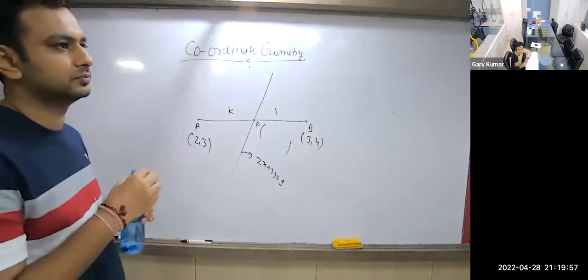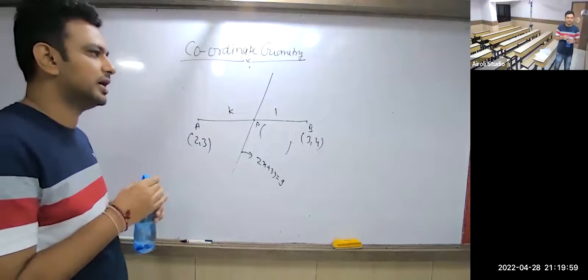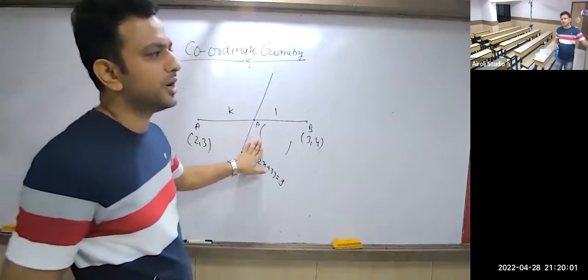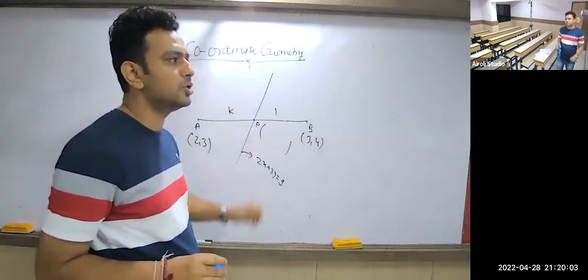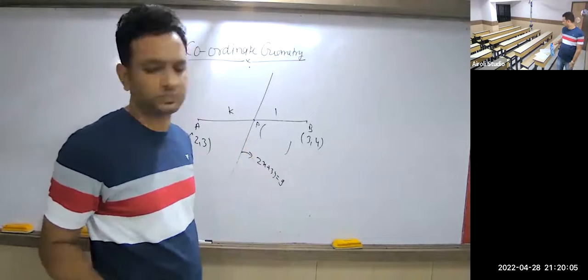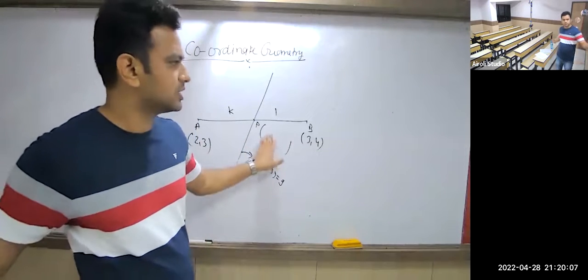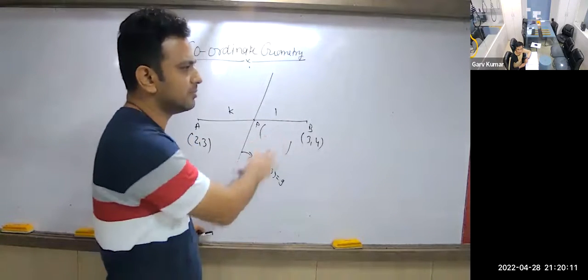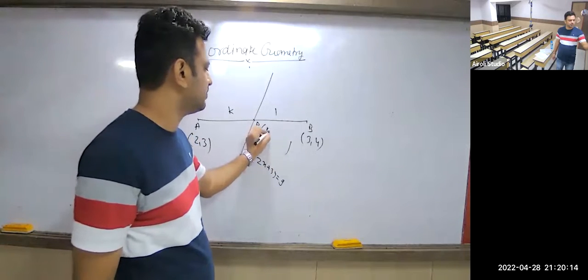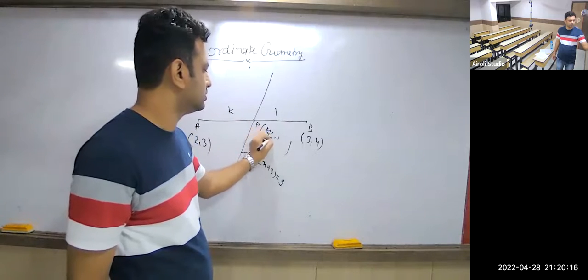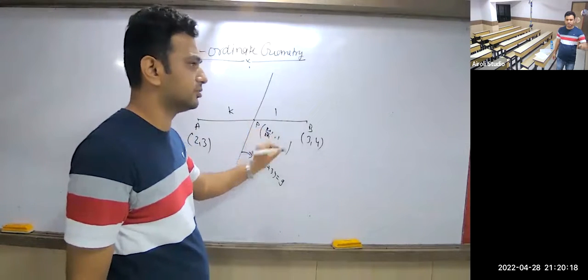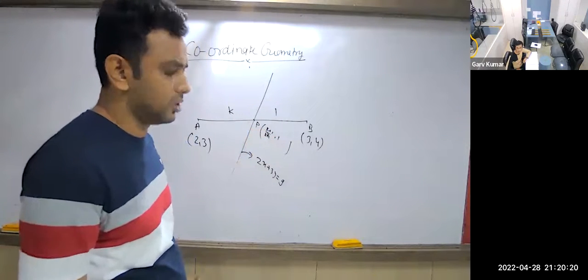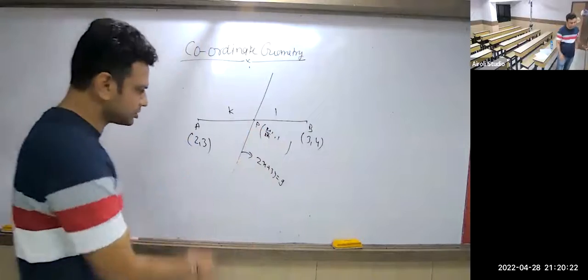Sir, by using the section formula. That is okay. You got this point in terms of k now, but you don't know k. You want k only. Okay, the ratio will come in terms of k. Let's say k plus 1 upon 3, k plus 1 upon k plus 1 like that. Or you can solve this.